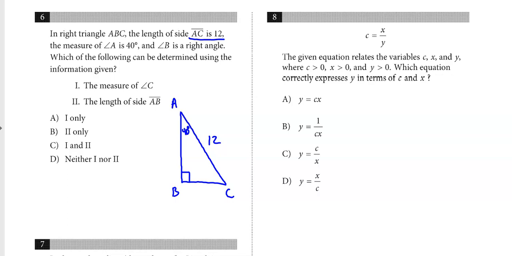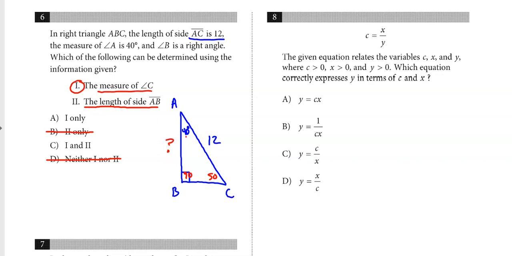Could we figure out the measure of angle C? Yes, we could, because we have 90 and we have 40. To add up to 180, C would have to be 50. So yes, we can figure that one out, which eliminates choice B and choice D. Now what about part 2? Could we find the length of side AB? And the answer is yes.